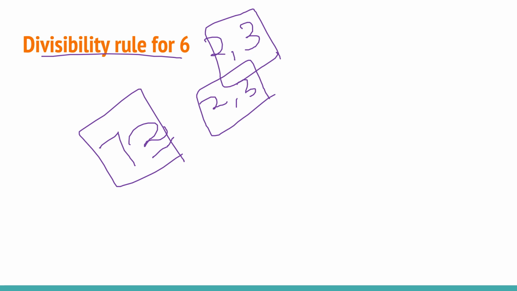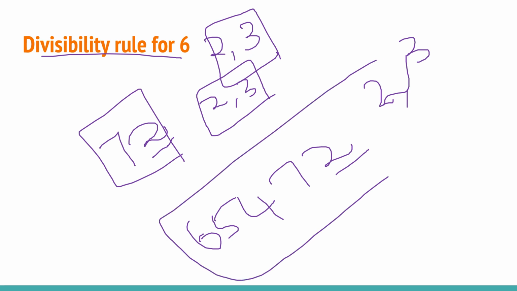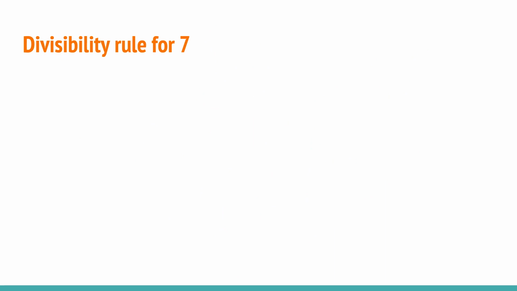Let us take some huge number. So 5, 4, 7, let us add 6 here, 6, 2, okay. So it is divisible by 2. We are aware of that, right? So now let us check whether it is divisible by 3. So 6 plus 5 is 11, 15, and 24. 24 is divisible by 3, right? So if 24 is divisible by 3, then the whole number is also divisible by 3. Therefore, this number is divisible by both 2 and 3. Therefore, it is divisible by 6. Let's move on to the next question.